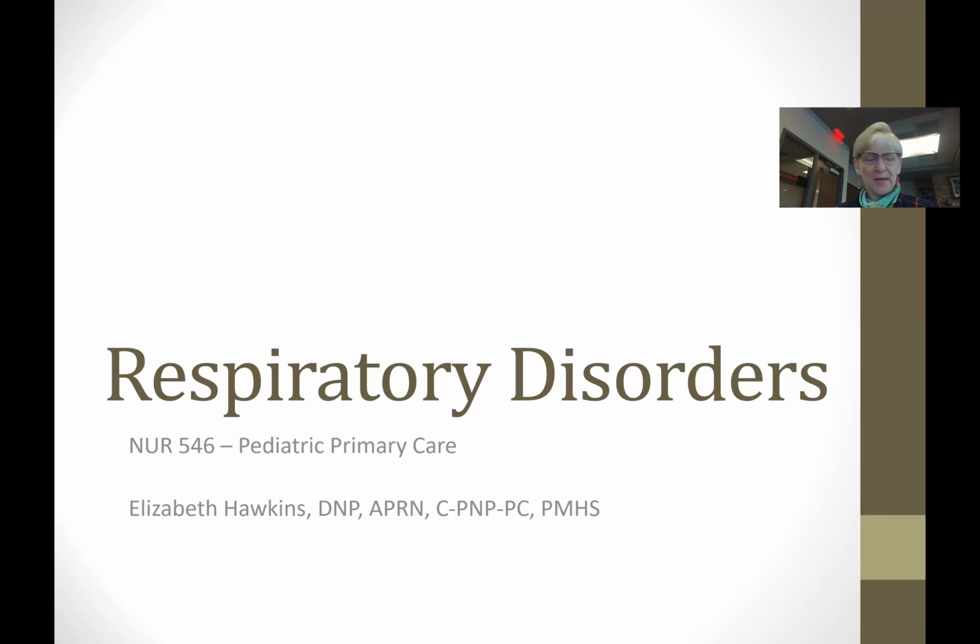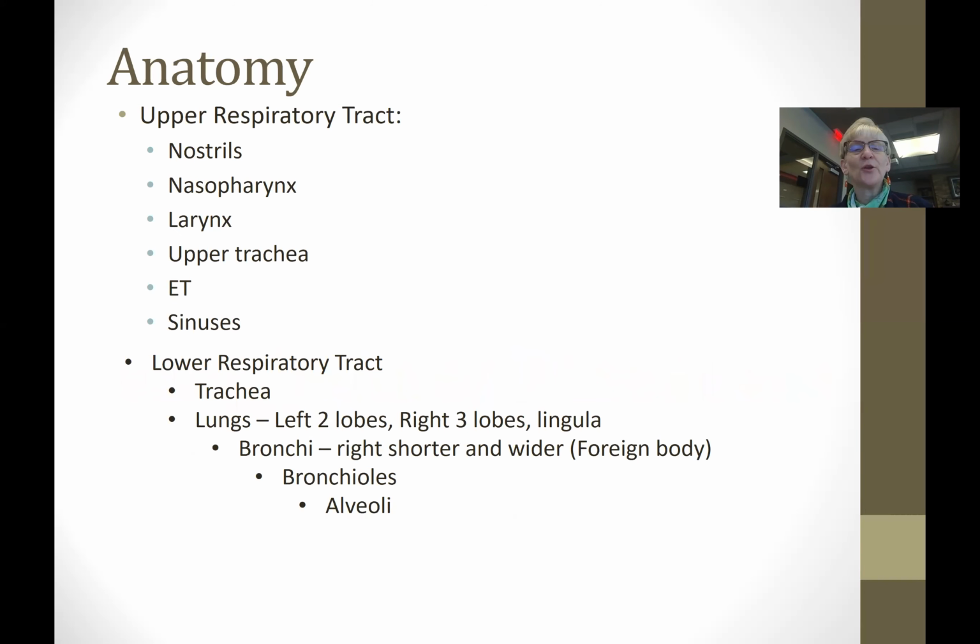So respiratory, and as we started with ears, we're going to start with anatomy. You all know this well. This is Anatomy 101. The upper respiratory tract includes the nostrils, the nasopharynx, the larynx, the upper trachea, the eustachian tubes, and the sinuses. Our lower respiratory tract involves the trachea, the bronchi, and the lungs, of course. And we know that the left has 2 lobes and the right has 3. On the left, where that third lobe would have been, because of the heart, we have this place called the lingula.